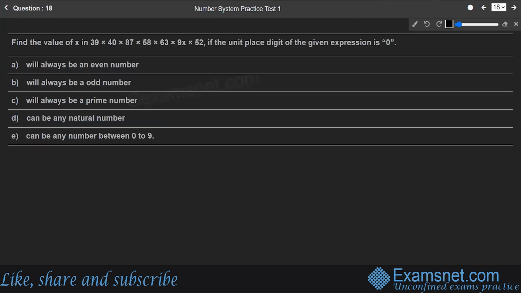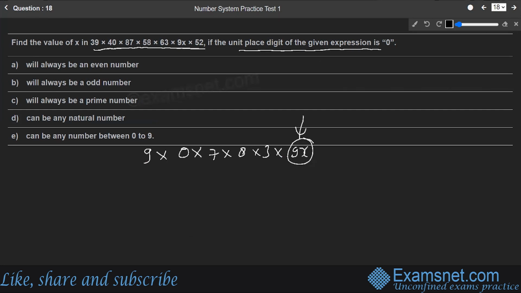Now he says find the value of x in 39 into 40 into 87 into 58 into 63 into 9x into 52, if the unit place digit of the given expression is 0. So let us take only the unit digits. The first number 39, the unit digit is 9. The second number's unit digit is 0. The third number's unit digit is 7. Then 8. Then 3. Then 9x. In this 9x, we don't know the unit digit, so let us skip this, and that's what we are supposed to find out.